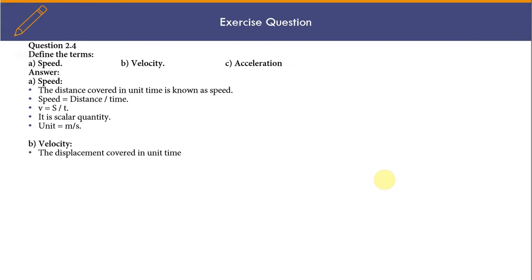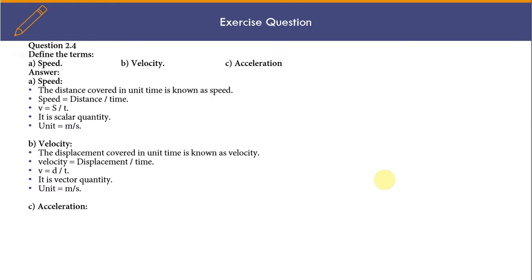B है वेलोसिटी. The displacement covered in unit time is known as velocity. Velocity is equal to displacement by time. Notation है v is equal to d by t. Velocity is vector quantity और यूनिट जो है वो स्पीड और वेलोसिटी के दोनों के सेम है, दैट इज मीटर पर सेकेंड.